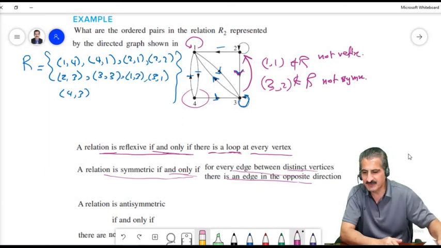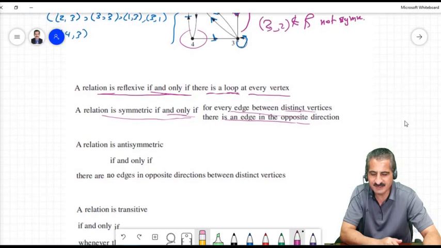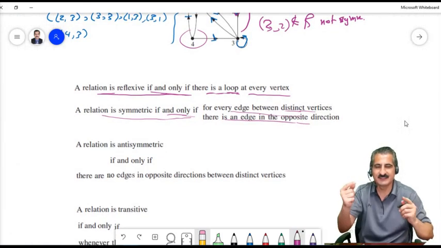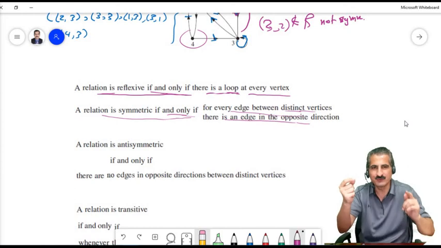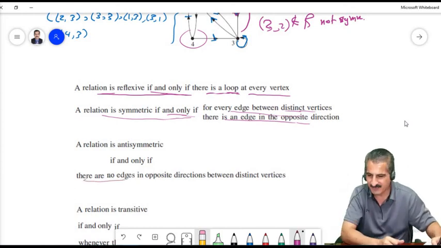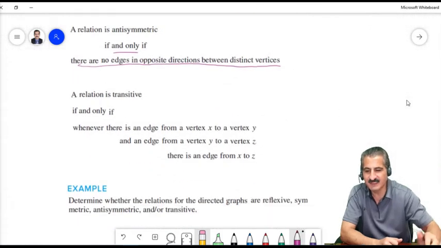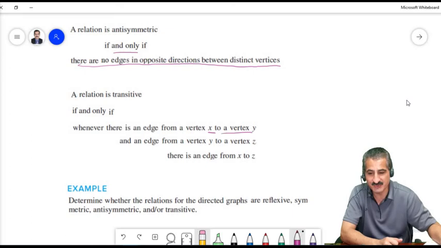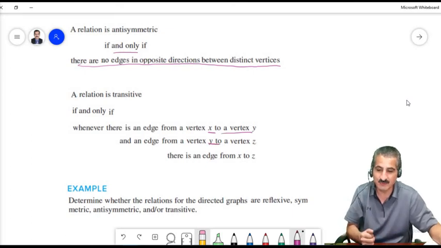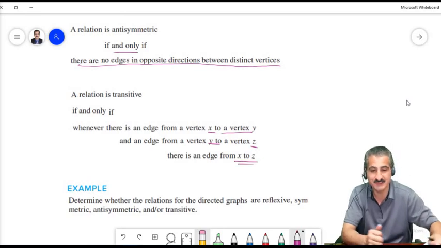What about antisymmetric and transitive? A relation is antisymmetric if there are no edges in opposite directions between distinct vertices, that is, if I have 2 vertices with an arrow going from one to the other, there is no arrow going back. Okay. What about transitive? Transitive: if I have an edge going from X to Y, and another arrow going from Y to some other vertex Z, then I must have an arrow going from X to Z.